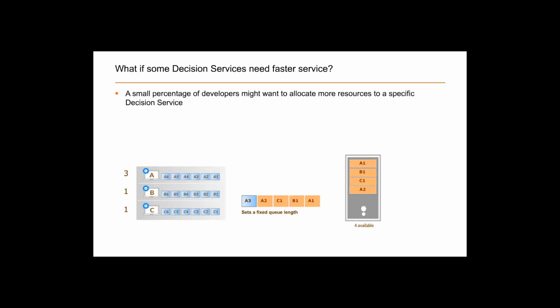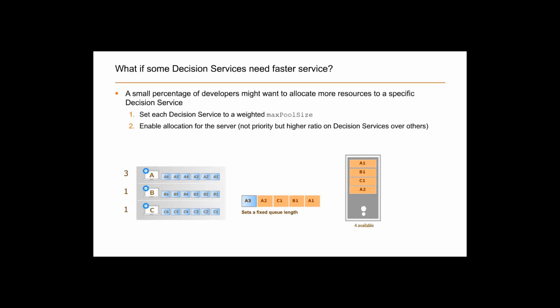To control allocation on the server, you need to set the max pool size for each decision service and enable allocation on the server through a new property. This property tells the server to factor the max pool size of each decision service into how it fills the queue. As a developer, you would want to set appropriate max pool size values for each decision service when you deploy it to your server. So if A represents new orders, and B and C are information services, by setting max pool sizes for the decision services to be 3:1:1 respectively, the server will maintain a 3:1:1 ratio for requests getting added to the execution queue.